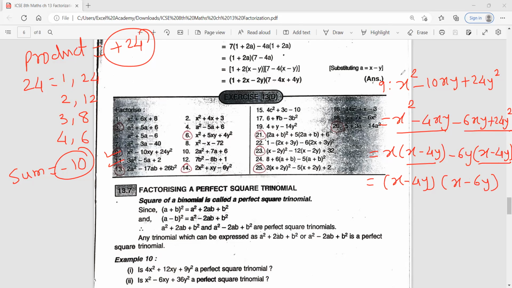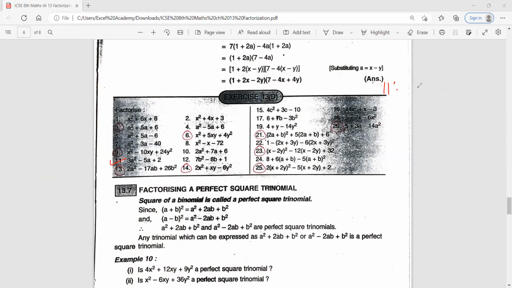Ready? करू का erase? Okay. 11th. 3a square minus 5a plus 2. Correct? What do you get? What is the product? 3 into 2, 6. The product is equal to plus 6.